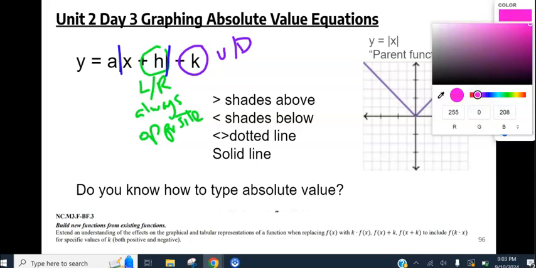Moving over to A, when A is greater than 1, it's going to stretch vertically.